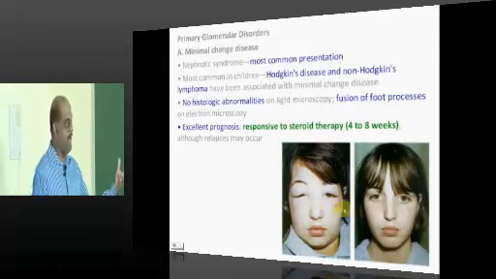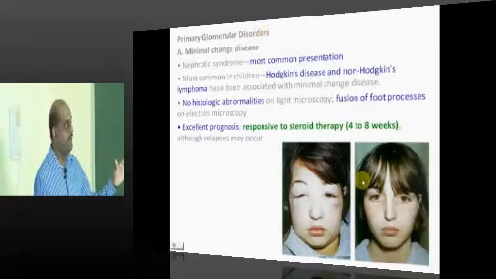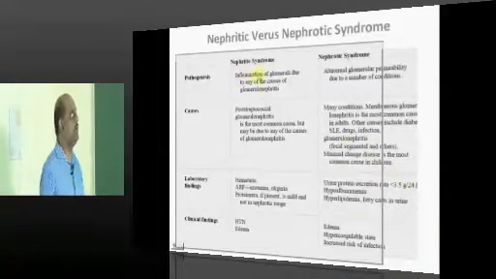This is how a child who is in an acute phase of nephrotic presentation, after giving steroid therapy, completely improved, is what you are able to clearly see.